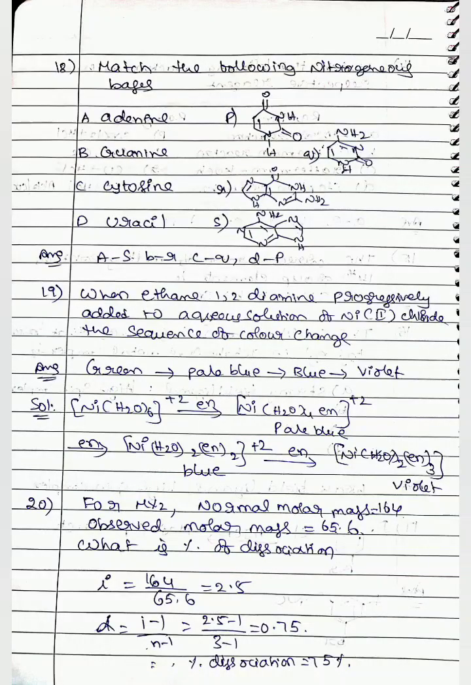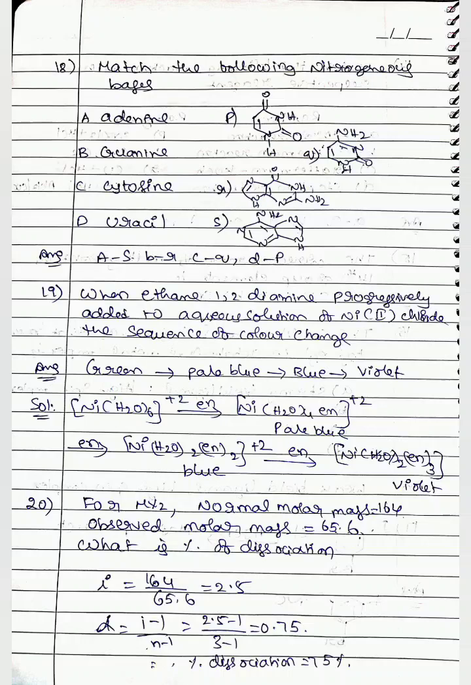Matching question they have asked from the biomolecules chapter. We know all these are nitrogenous bases: adenine, guanine, cytosine and uracil. The base structures they have given and are asking us to match them. Next, when ethane-1,2-diamine is progressively added to the aqueous solution of nickel chloride, the sequence of color change they have asked.